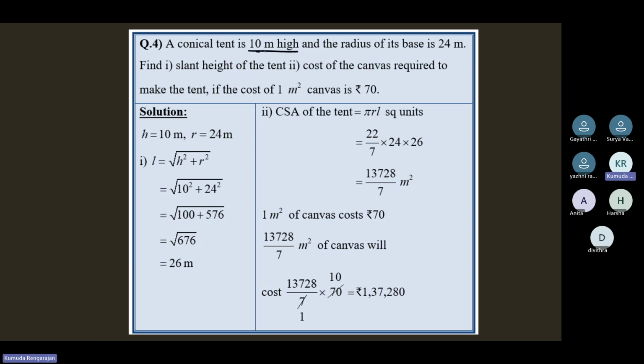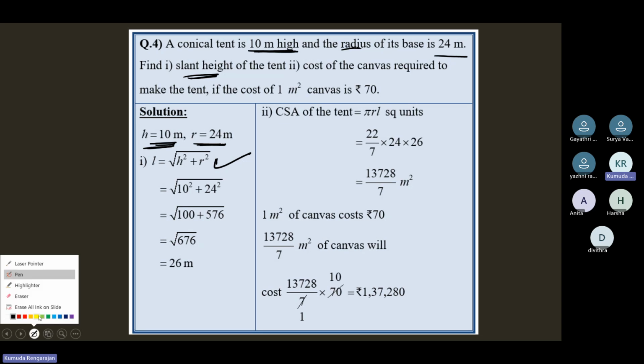So 10 meters high, meaning h is 10. Radius 24. Find slant height. So this is the height of the conical tent. This is the radius of the base. You should find the slant height. So you have this relation: l is equal to root of h square plus r square. Substitute and find the value of l.